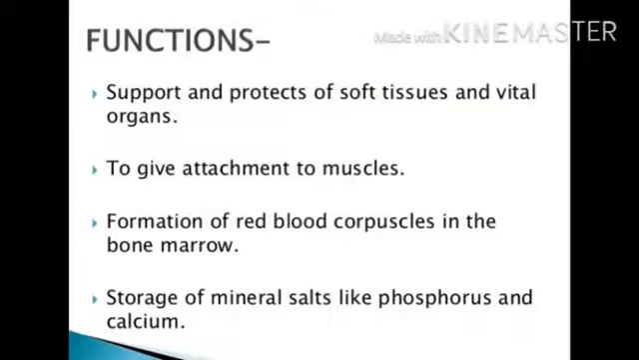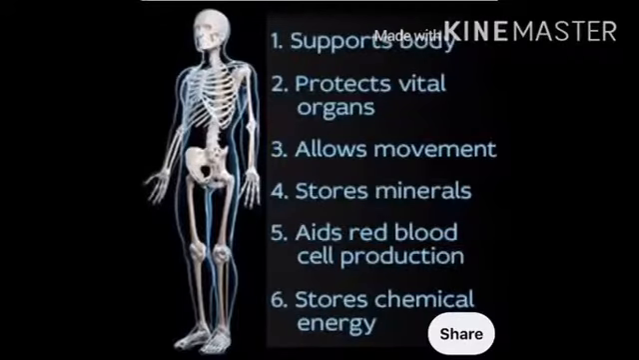The function of the skeleton system: it supports and protects soft tissues and vital organs, gives attachment to muscles, forms red blood cells in the bone marrow, and stores mineral salts like phosphorus and calcium in the bone. Basically the skeleton system supports our body, protects vital organs, allows movement, stores minerals, aids red blood cell production, stores chemical energy, etc.